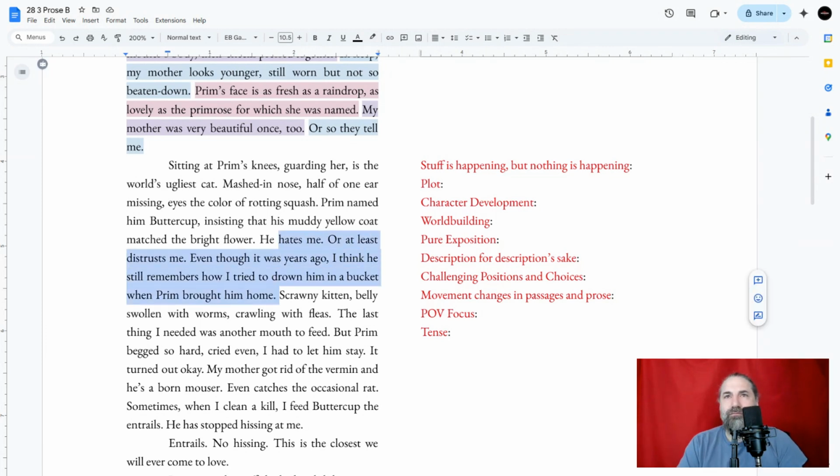So this is all one big passage too, by the way. It's not broken up. Like this is what you're getting, right? I would probably break this up though. Prim named Buttercup, he hates me, or at least, even though it was years ago, I think he still remembers.